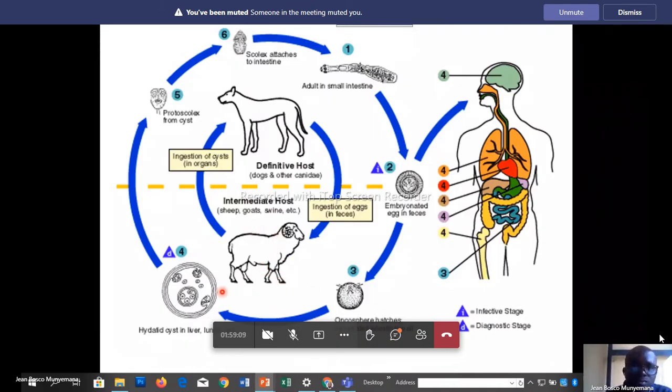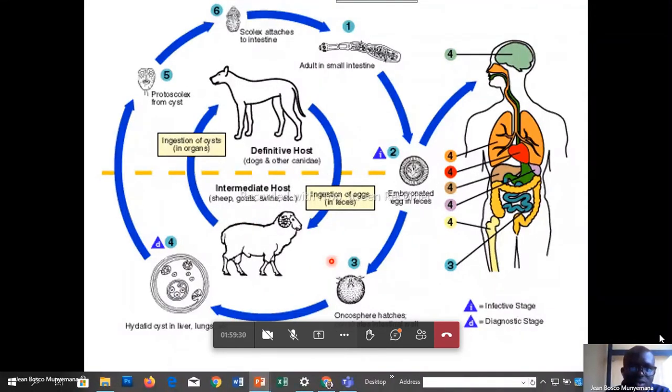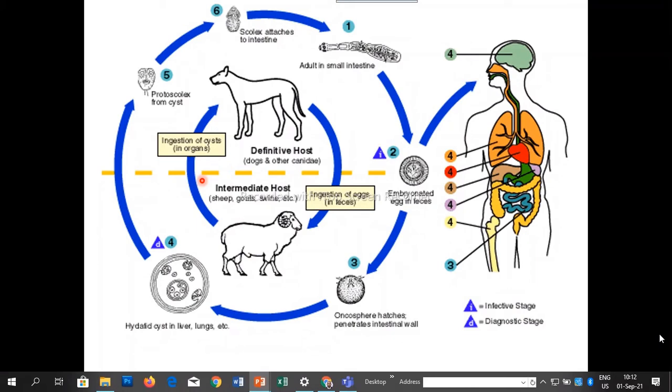So for animals, the intermediate hosts such as sheep, goat, swine, cattle, will be infected by ingestion of eggs in feces. While the definitive host, this is a dog or other carnivores, will get infected when they consume organs of this animal intermediate host that have the parasites.